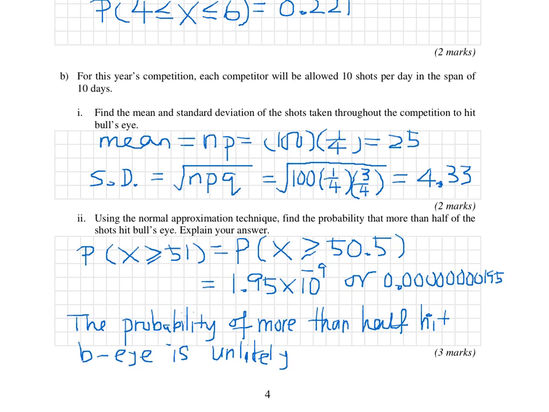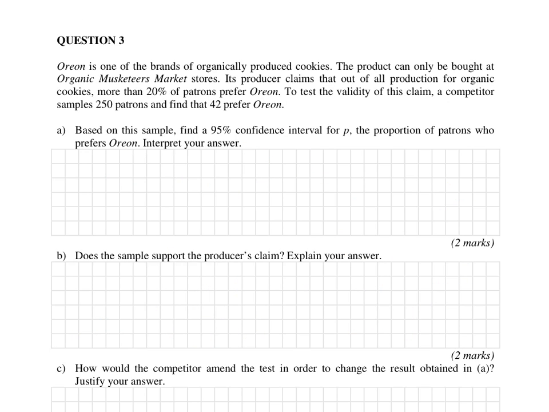And then what does this small value imply? Well, it just means that the probability of more than half the shots hitting the bullseye is very small, or highly unlikely. And then move on to the third question, and so let's write out all the key information first.